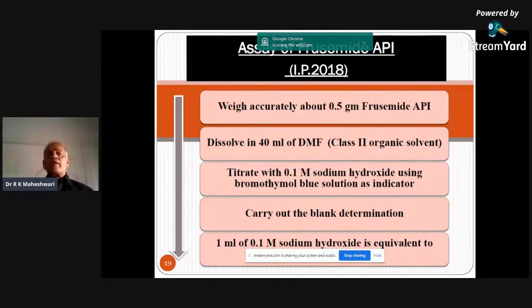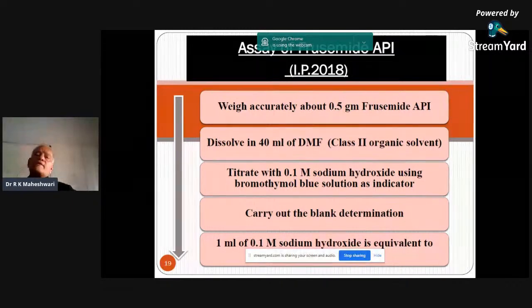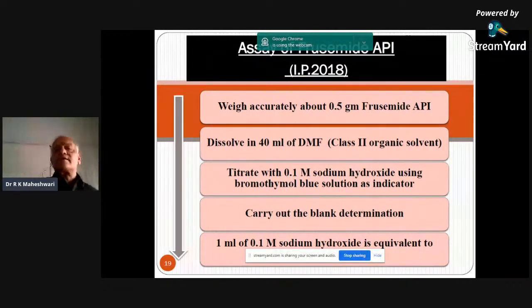Here you see the assay of furosemide drug API. API means bulk drug. Bulk drug is used to make tablet, injection, etc. In IP 2018, this is the procedure to perform for assay of furosemide API. Weigh accurately about 0.5 gram furosemide powder. Okay, then it is dissolved in 40 ml of DMF, dimethyl formamide, which is a class 2 organic solvent. After getting a clear solution, the titration is performed with 0.1 molar sodium hydroxide using bromothymol blue solution as indicator. Okay, then carry out the blank determination.